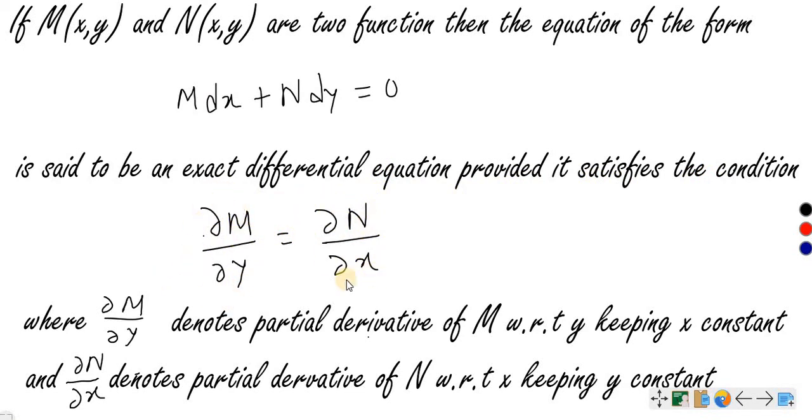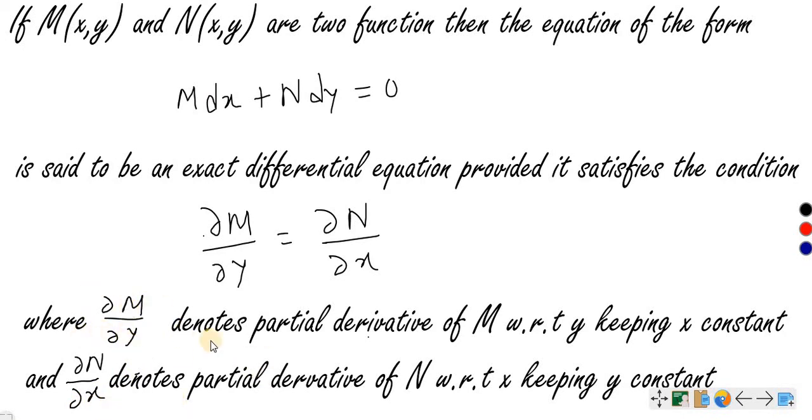Though I didn't discuss partial derivatives, I will simply say this much. Suppose this is the partial derivative of M with respect to y. Since it is with respect to y, x will remain constant. When you take the partial derivative of any function with respect to y, x remains constant. If you take the partial derivative of another function, suppose N, with respect to x, then y will remain constant. It's very simple to understand.